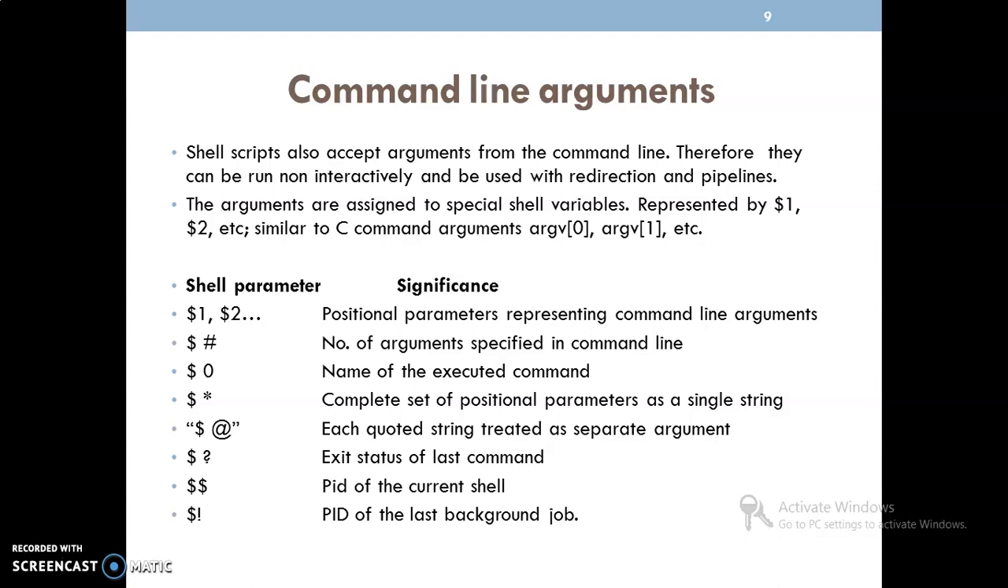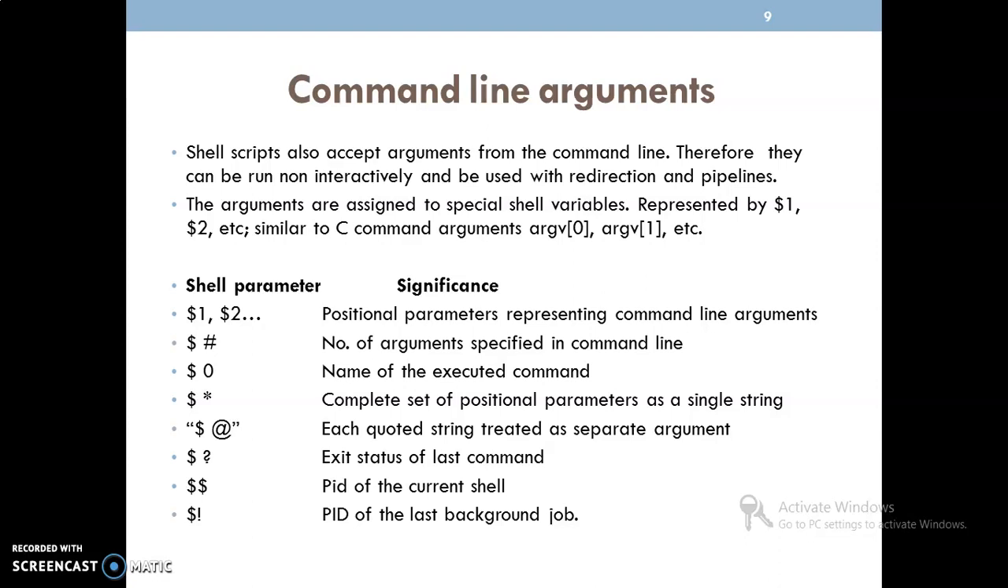Shell scripts also accept arguments from the command line, which is nothing but the prompt where you are typing the command. Therefore, they can run interactively and can be used with redirection and pipelines. These arguments are assigned to special shell variables represented by $1. We call them $1, $2, and so on.